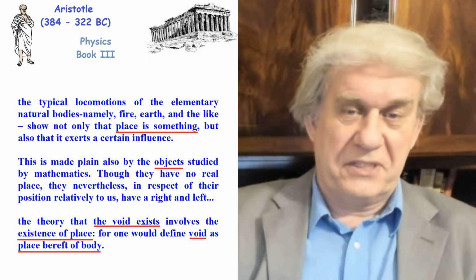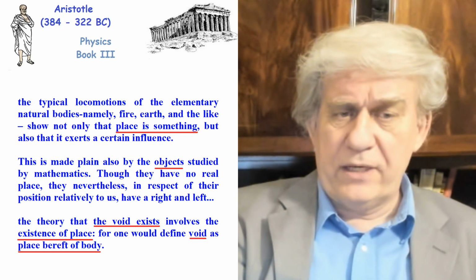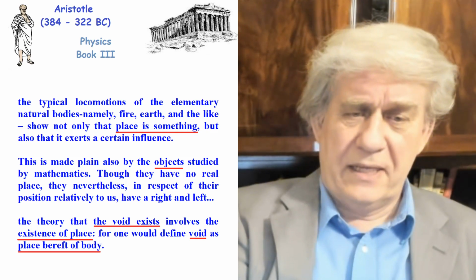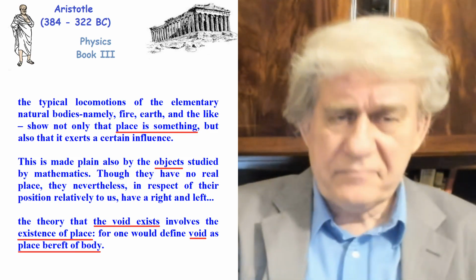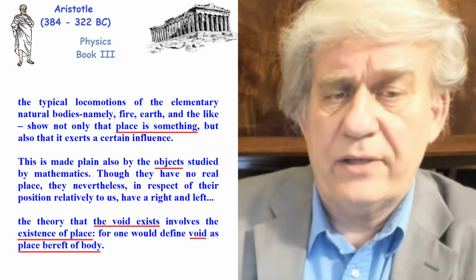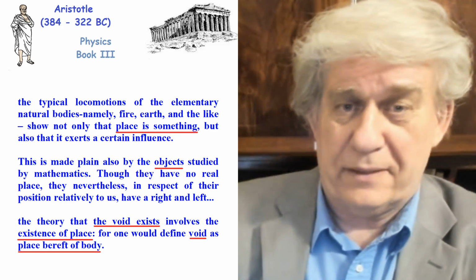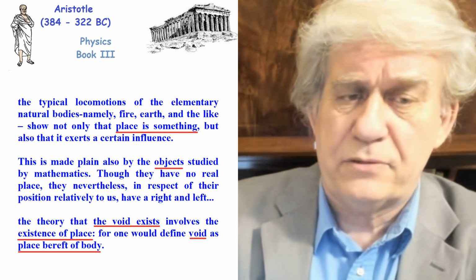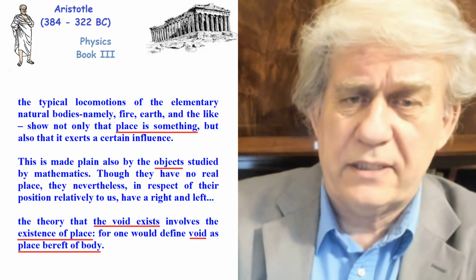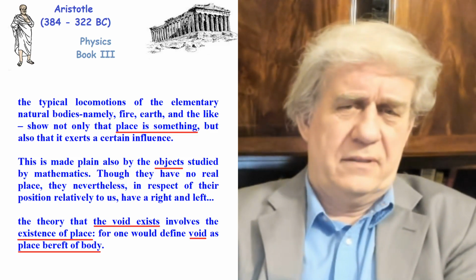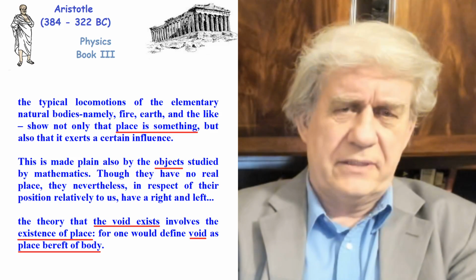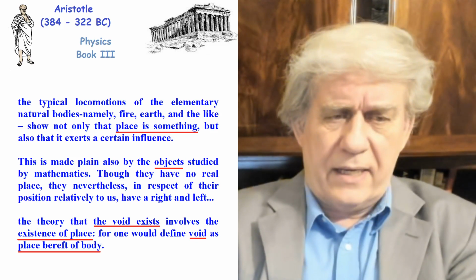These are the notions he had, okay? This is made plain also by the objects studied by mathematics, okay? And he says, though they have no real place, at least he acknowledged that, they nevertheless, in respect of their position relatively to us, have a right and a left. Do they? You know, I just had a fellow who wondered about the number line, and you wonder about that.